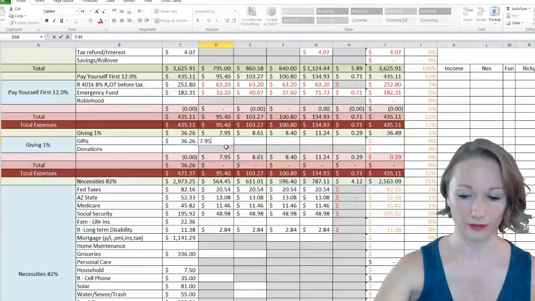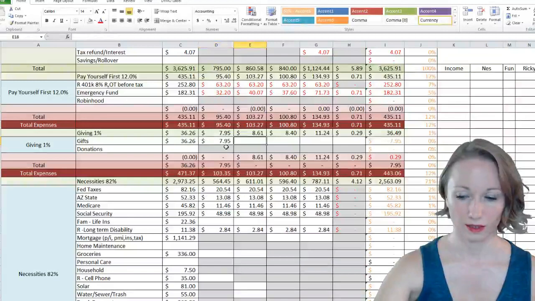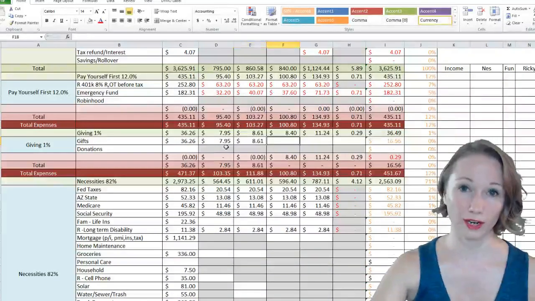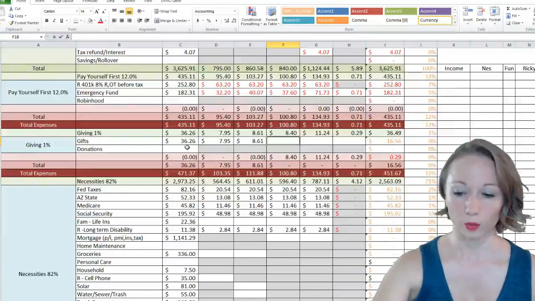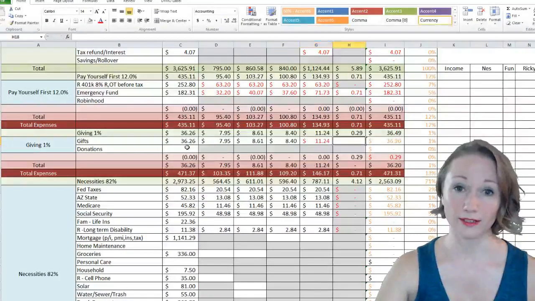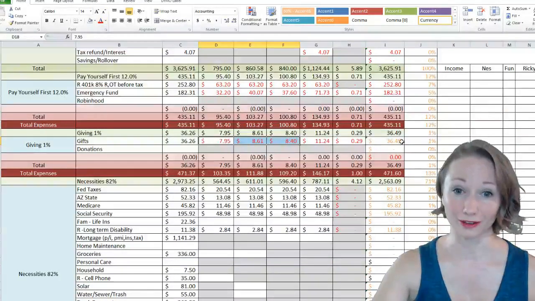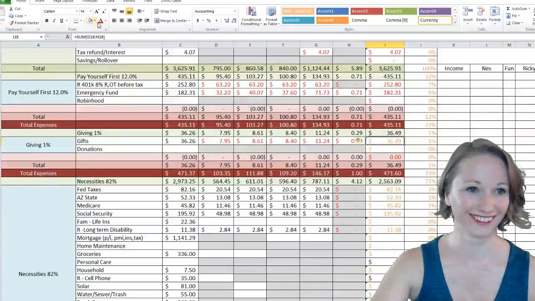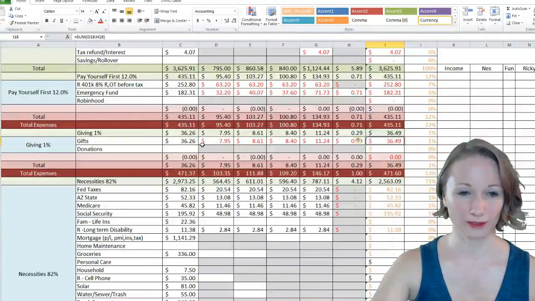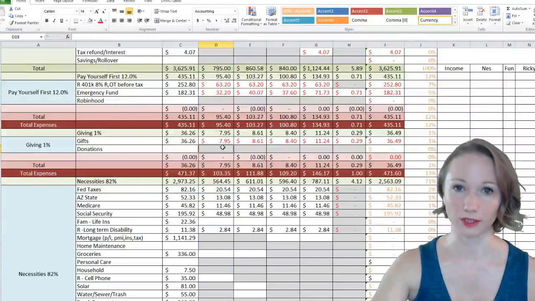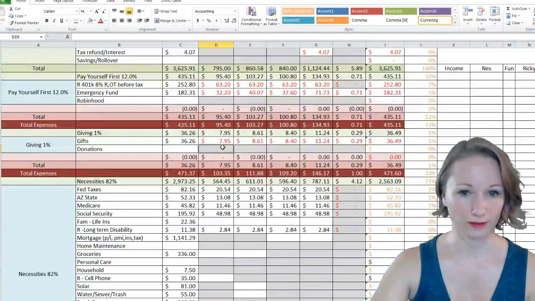So I have $7.95. Now a lot of times I try to divide this in half between donations and gifts. We're just going to put this on gifts. I do have two of my friends, their birthday happens to be in October, and then it is mine and Ricky's 6-year wedding anniversary, 10 years that we've been together. That is crazy. So most likely I'll be splitting this in half between my two friends for their birthdays.